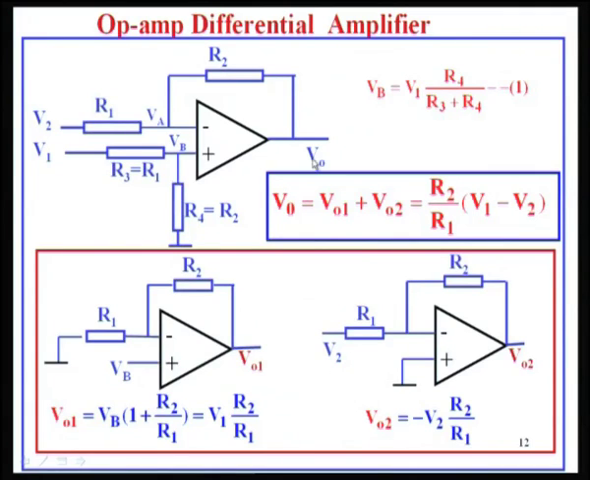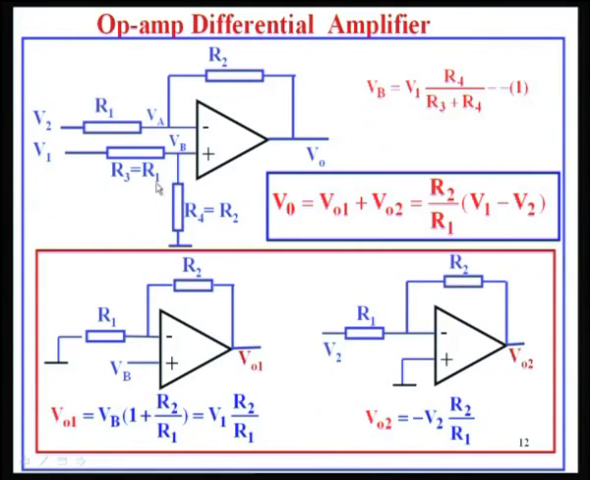So, V naught will be V naught 1, which you get considering the effect of V b alone and considering V 2 as 0, plus the effect of this circuit where V 1 is considered 0 and take the output V naught 2 with V 2 present like this. Now, let us see what it is. What is V b? Nothing else is coming here. V b is equal to V 1 divided by R 3 plus R 4 into R 4.